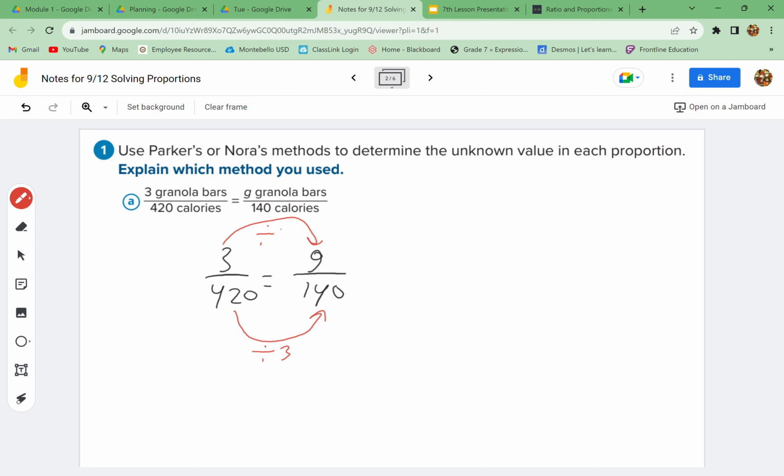It's kind of like the tables we were working on before. And this is another way you could get 1, because 3 divided by 3 equals 1. So you know that g, right here, has to be 1. So this is another way you could think about it.